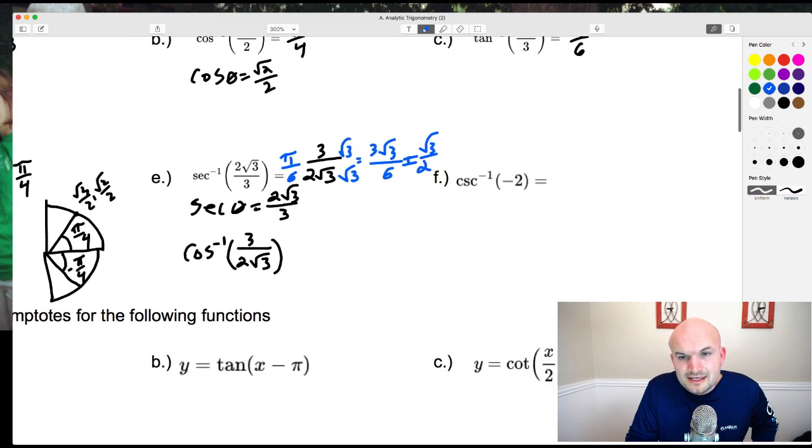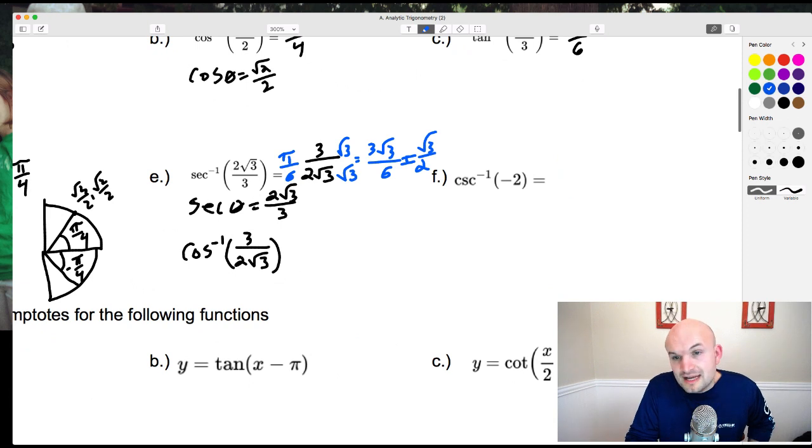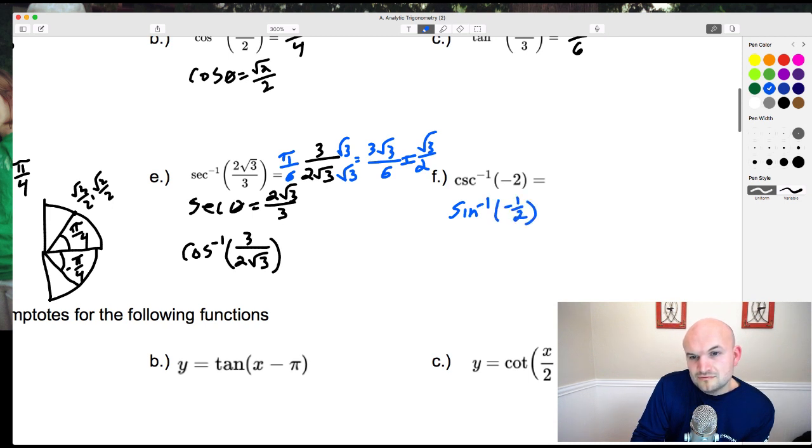All right, and last but not least here, we have the cosecant of -2. Again, I could say, well, the reciprocal of cosecant is sine, and I can do this as -1/2. So when is sine equal to -1/2? Well, again, that's going to be at pi over 6.